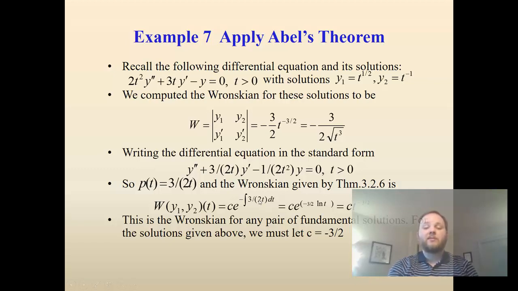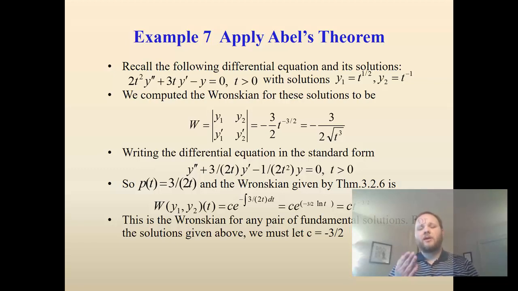Because the integral of negative 3 over 2t is negative 3 halves natural log of t. Move the negative 3 halves above to the t, and I get c t to the negative 3 halves power, because e and natural log cancel each other out. They're inverse functions. So notice in this case, c is negative 3 halves. But notice Abel's theorem was able to predict the Wronskian's value and predict where the difficulties would lie, so what t-values would not have solutions. And that's before I could even determine what these solutions were.